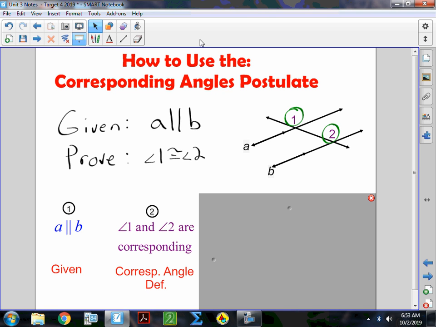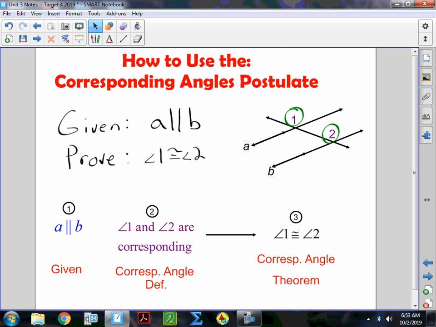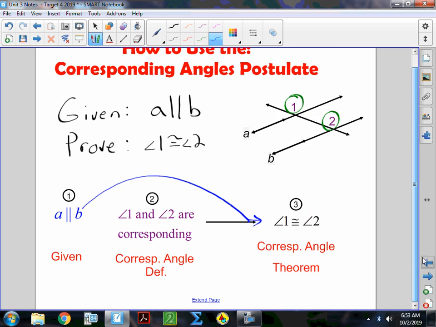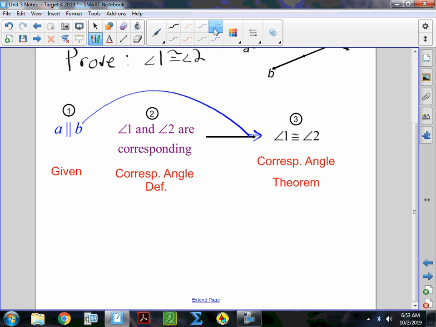Once you have parallel lines and you have them corresponding, then you can say the relationship between them. Because I have parallel lines and because they're corresponding, then they're congruent. Remember, every arrow is an if-then statement, and you have a statement that says if you have parallel lines that form corresponding angles, then corresponding angles are congruent. That's your corresponding angles theorem.